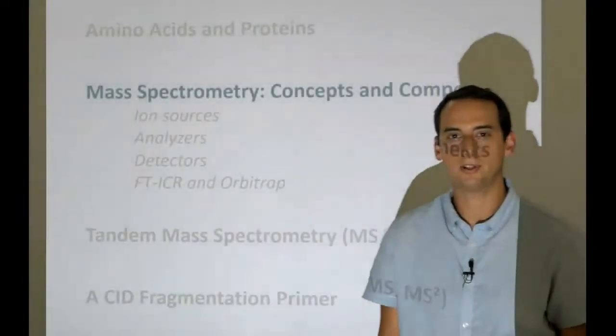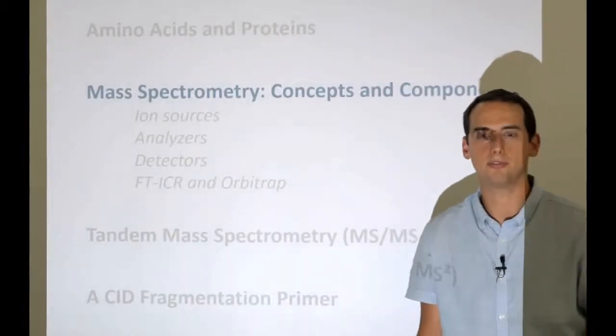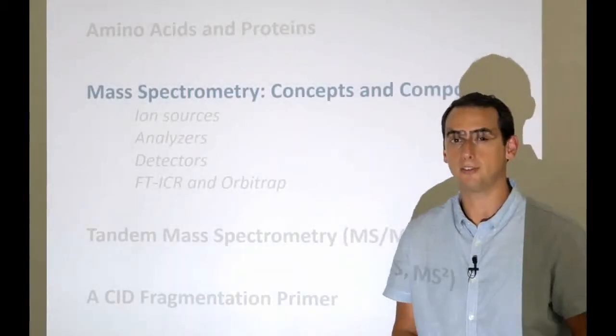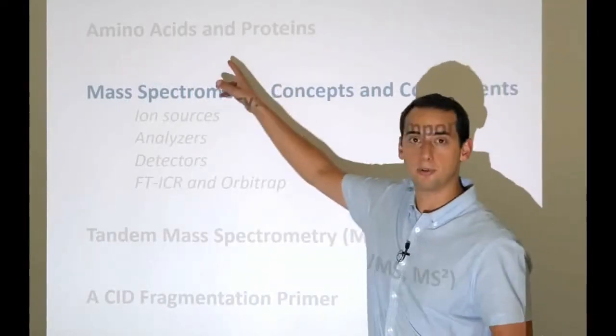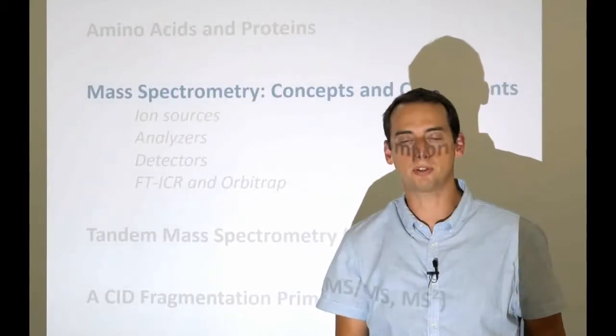Okay, welcome back. So we're looking at the second lecture of Mass Spectrometry Basics with me, Lennart Martens from Ghent University and VIB. In the first lecture, as you will remember, we talked about amino acids and proteins and how the different properties of the amino acids were relevant to study in the mass spectrometer.